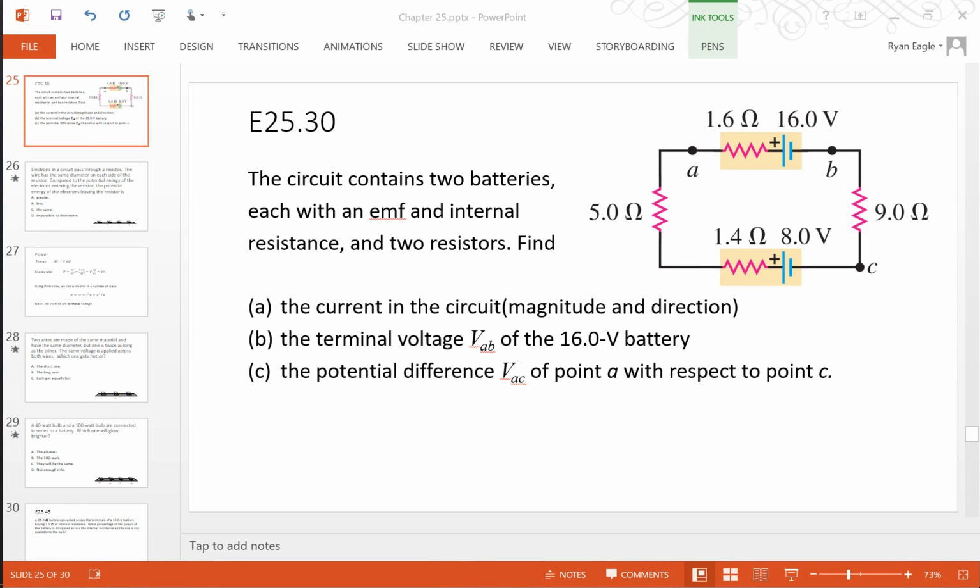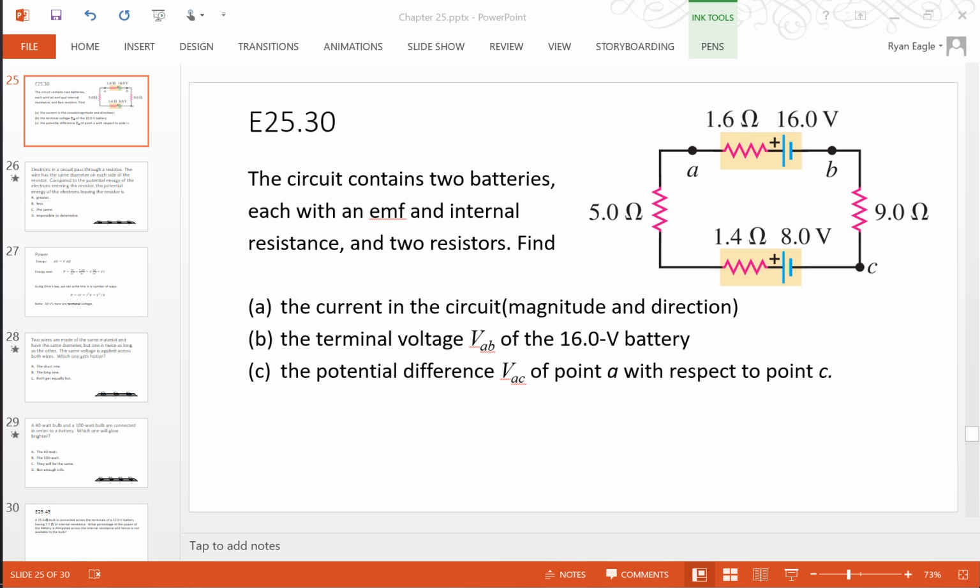Okay, this is exercise 30 from chapter 25. We've got a circuit here with two batteries, both with internal resistances, and two separate resistors. So for part A, we want to find the current in the circuit, both magnitude and direction.